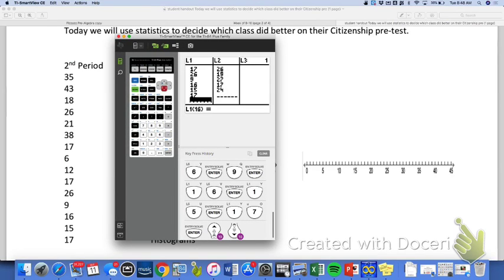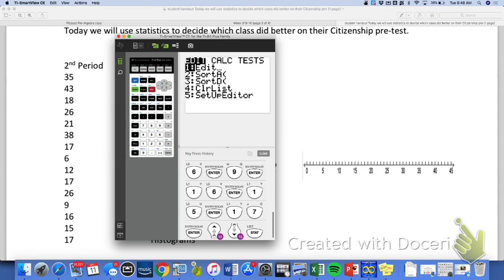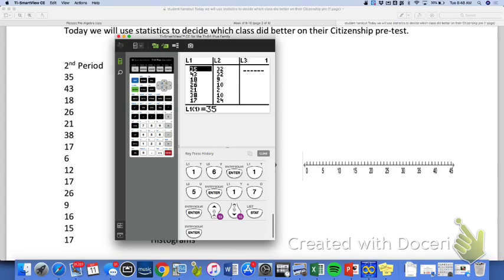And what is the key that always gets you to doing all this statistical analysis stuff? Stat. We're always going to start with stat. Now, if I want to enter those scores, what am I going to hit next, guys? Edit. Hit enter to hit the edit button. Now, I have already typed second period scores into my L1, which stands for my list one. If you haven't done that yet, please do so.